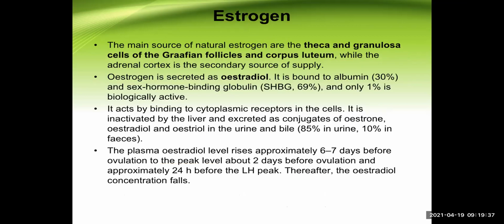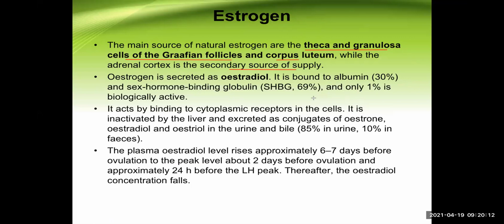Now, we already know that estrogen is released. So let's talk about this estrogen. What are the functions? The main source of natural estrogen in the female body are the theca and granulosa cells of the Graafian follicle as well as corpus luteum, while the adrenal cortex is the secondary source of supply. It is secondary. Yes, it is also secreting, but that is a very minimal amount.